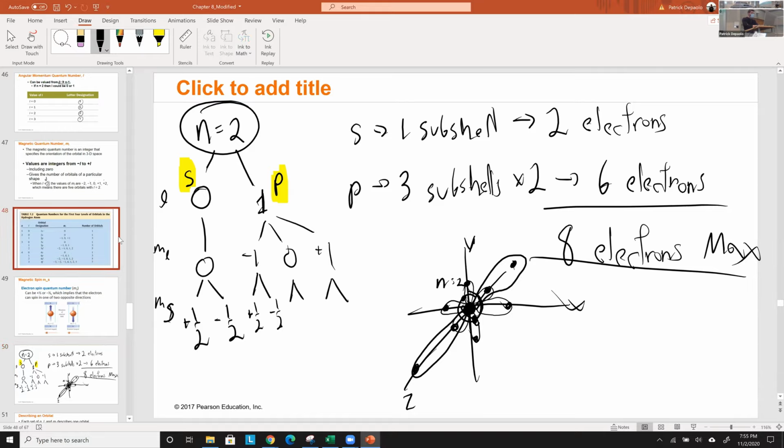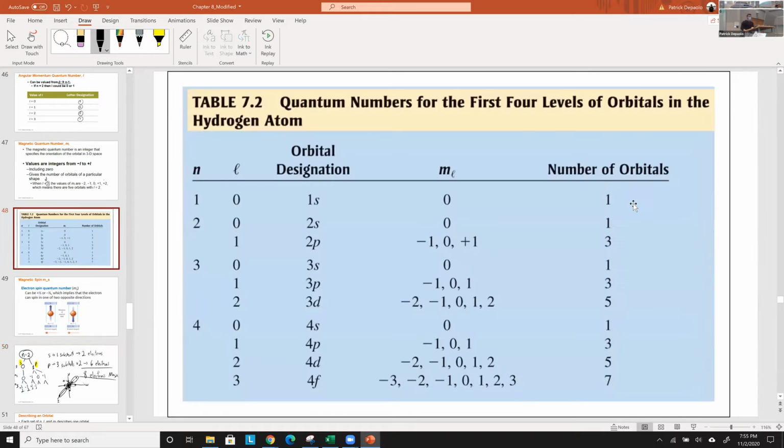All right. So, here's a good chart that sums it up. Now, let's go to a bigger energy level, 3. At energy level 3, you have a new L value. L could be 0, which we've seen as S. L could be 1, which is P. L could now equal 2, which is considered a D orbital.